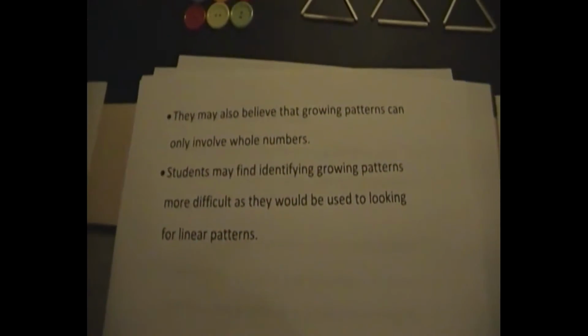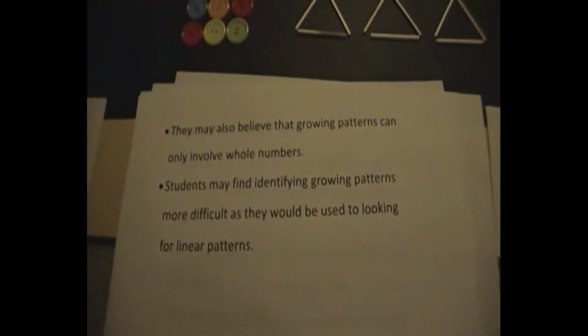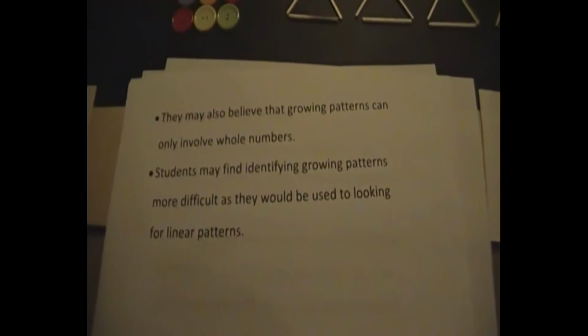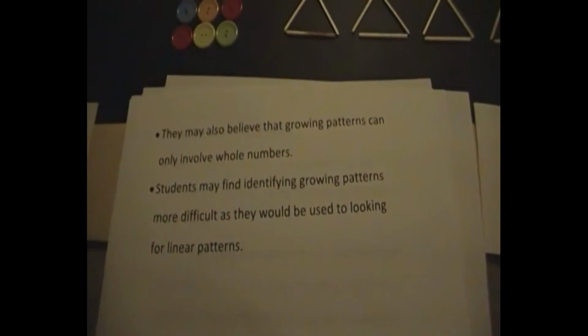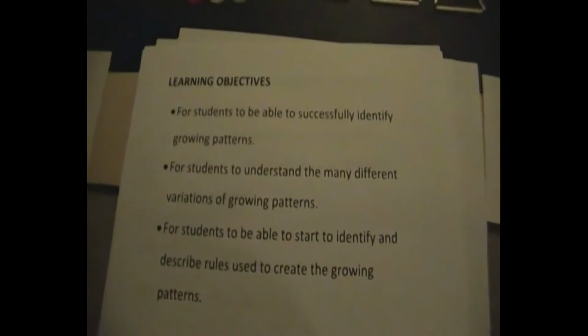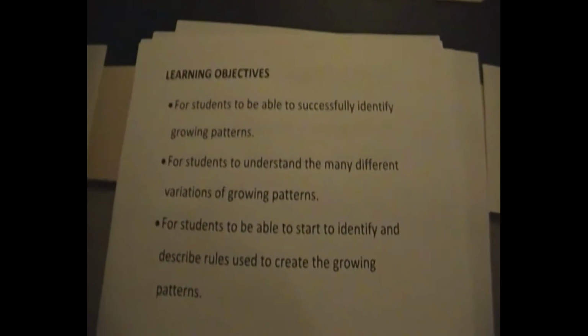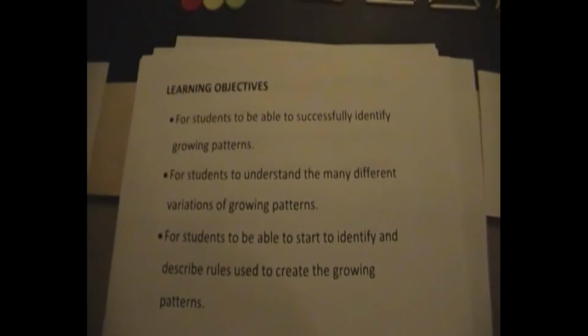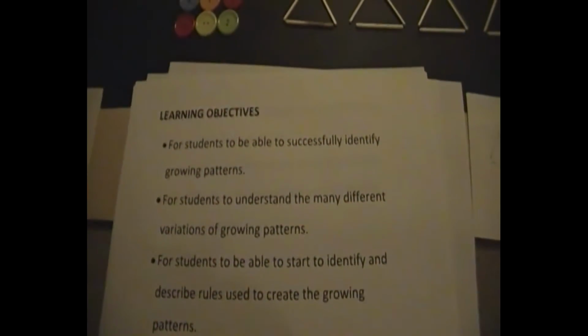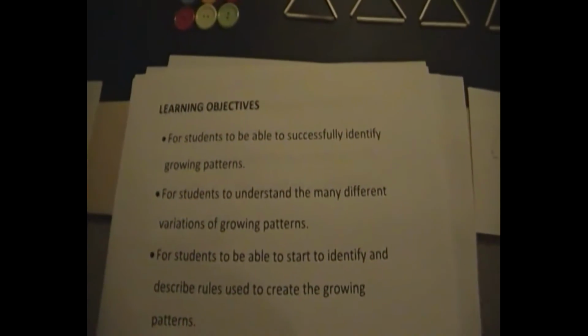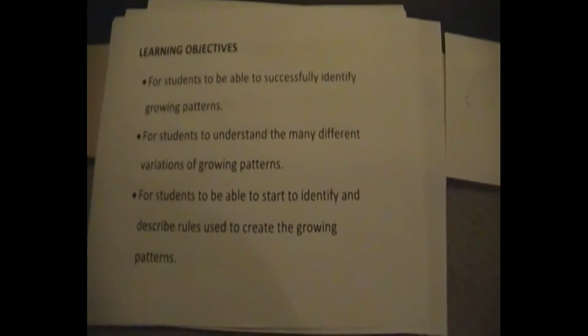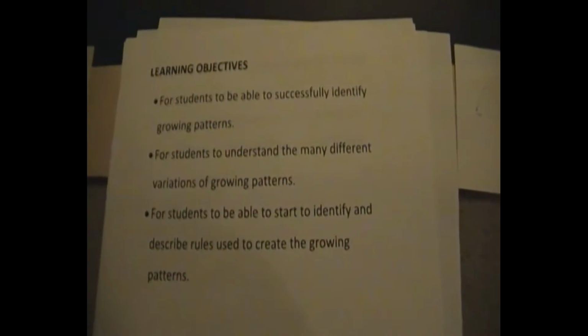They may also believe that growing patterns can only involve whole numbers. Students may find identifying growing patterns more difficult as they would be used to looking at linear patterns. Learning objectives. For students to be able to successfully identify growing patterns, for students to understand that there are many different variations of growing patterns, for students to be able to start to identify and describe rules used to create the growing patterns.